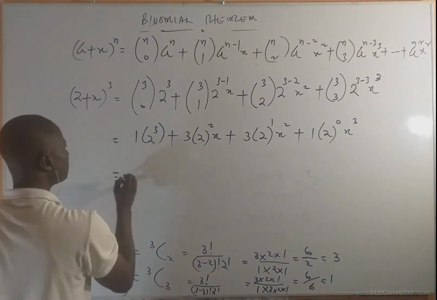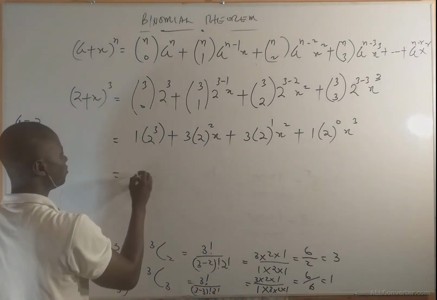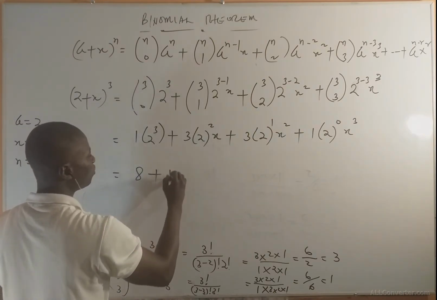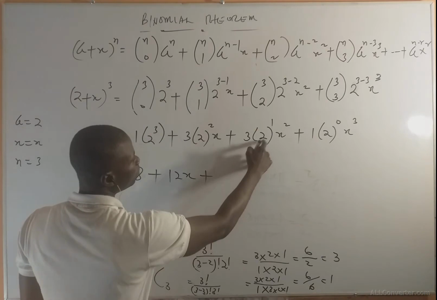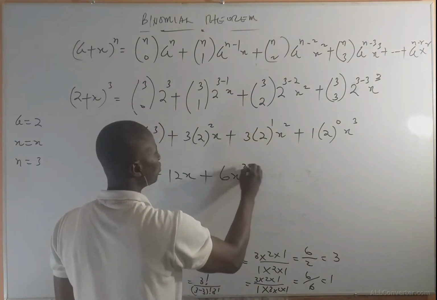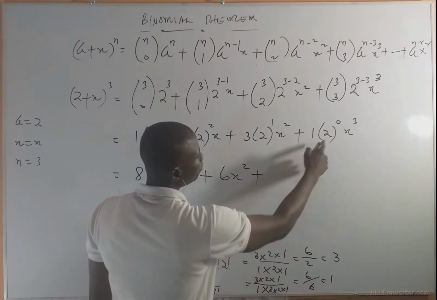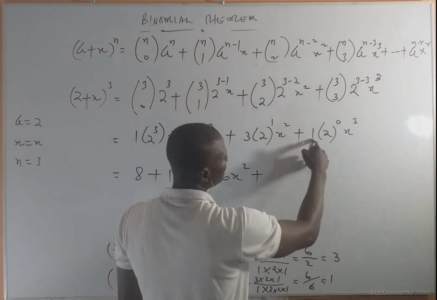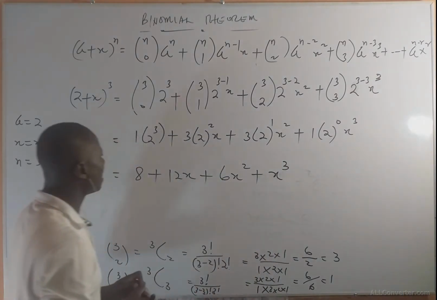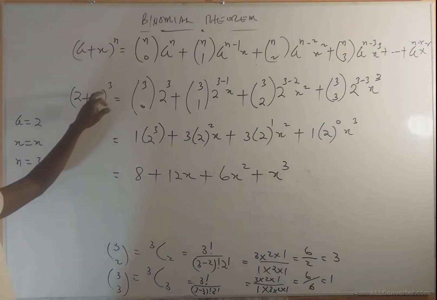So, a step down, 2 raised to the power 3 is 8. 8 times 1 is 8. Plus 2 squared here is 4. 4 times 3 is 12. So we have 12x. Then 2 raised to the power 1 is 2. 2 times 3 is 6. 6 times x squared is 6x squared. Then plus 2 raised to the power 0 is 1. Then 1 times 1 is 1. Then 1 times x cubed will be x cubed. So this will be the expansion for 2 plus x exponent 3.